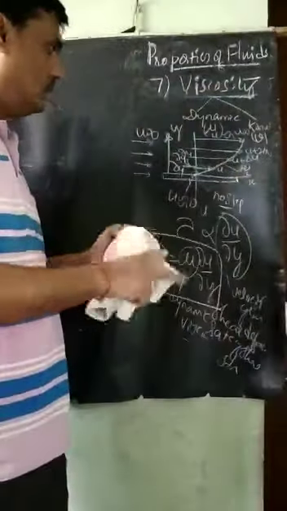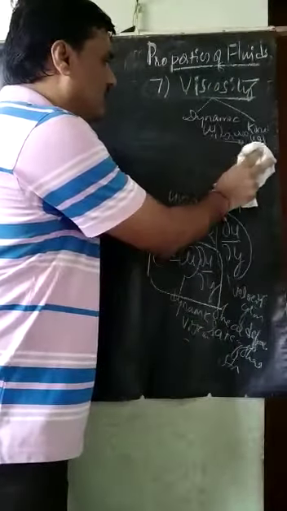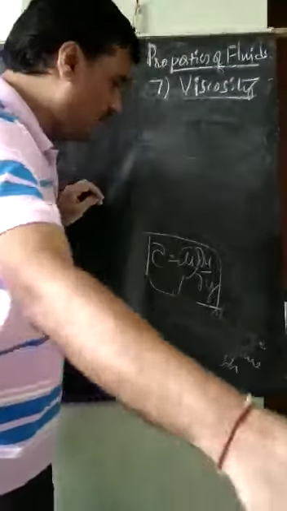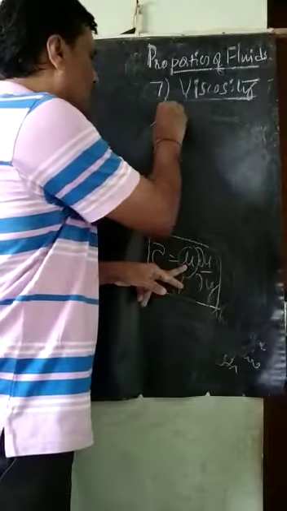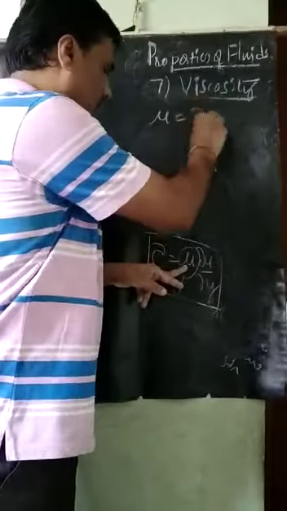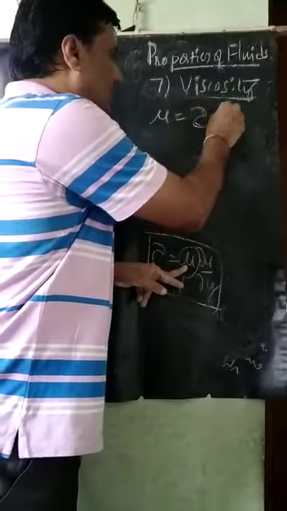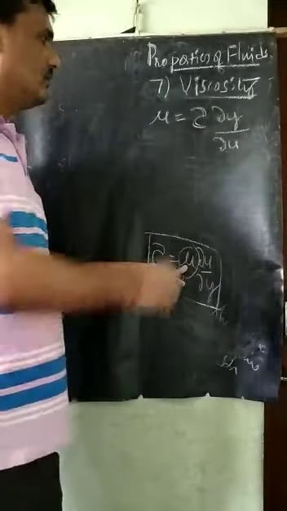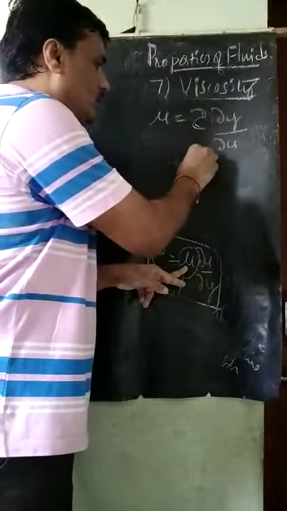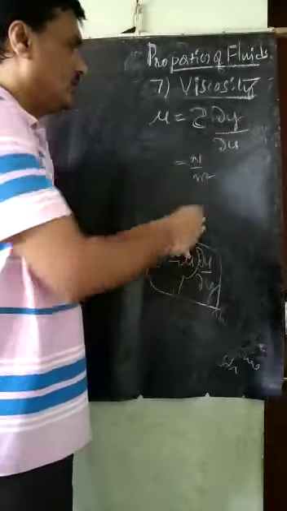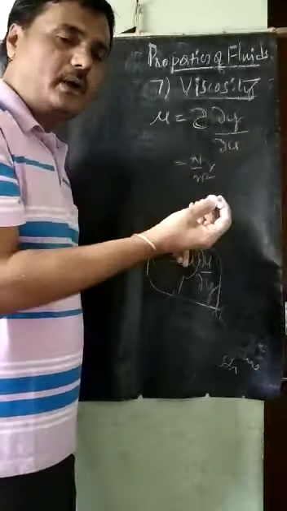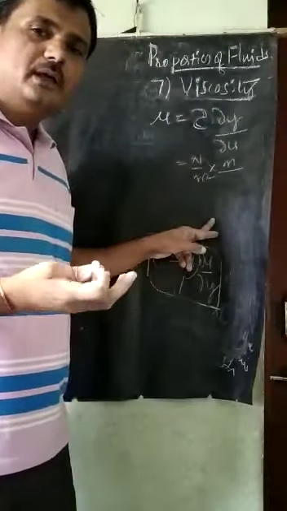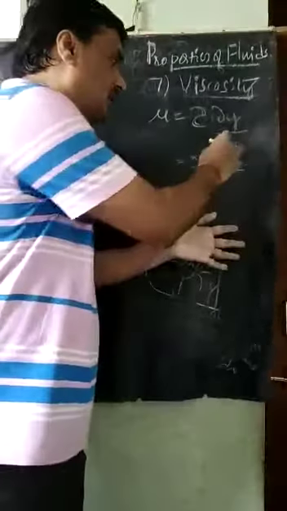Yes, for mu we can derive the unit. In SI we can derive the unit. So how can we derive it? I will make mu equal to this relation: mu is equal to tau into dou y divided by dou u. Tau is the shear stress, Newton per meter square in SI. Dou y is a distance, and dou u is a velocity, meter per second in the denominator.